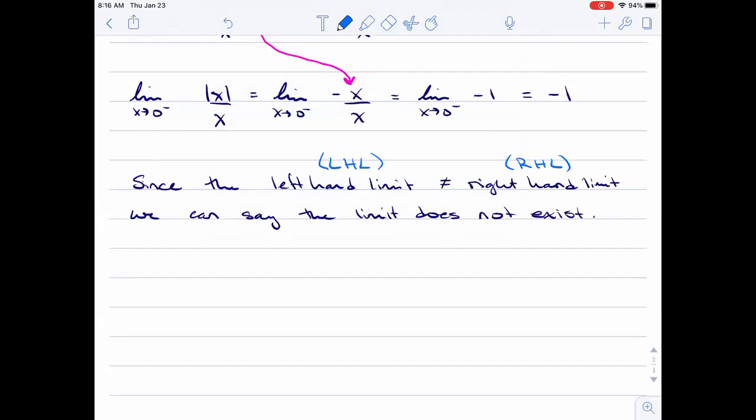And then we can just say, or we could even drop the HL and just say L does not equal R, if you want to go that route. Because we are going to be using this argument a lot. The limit doesn't exist because the left-hand limit does not equal the right-hand limit. Or the limit does exist because the left-hand limit equals the right-hand limit. Whichever one.